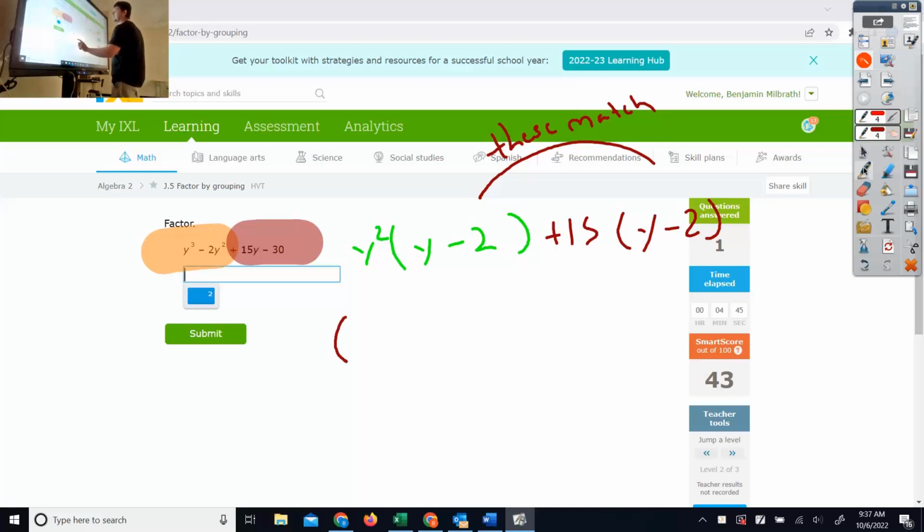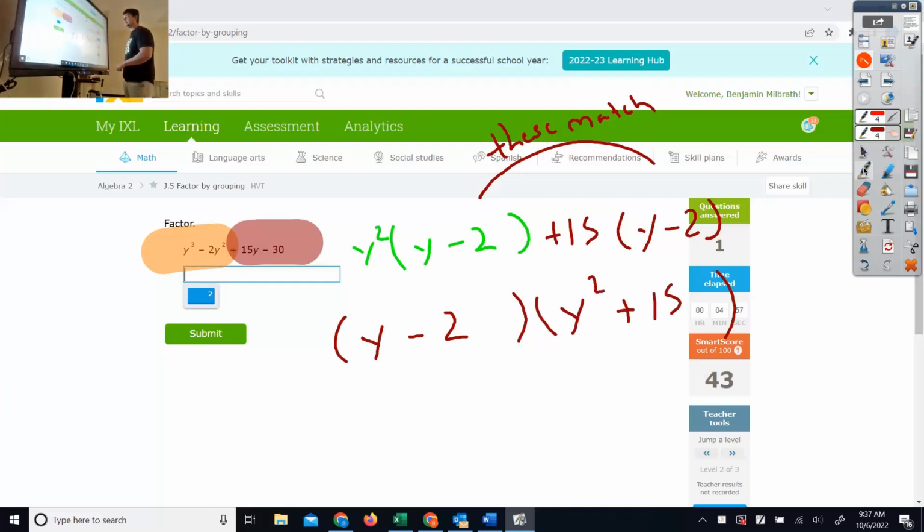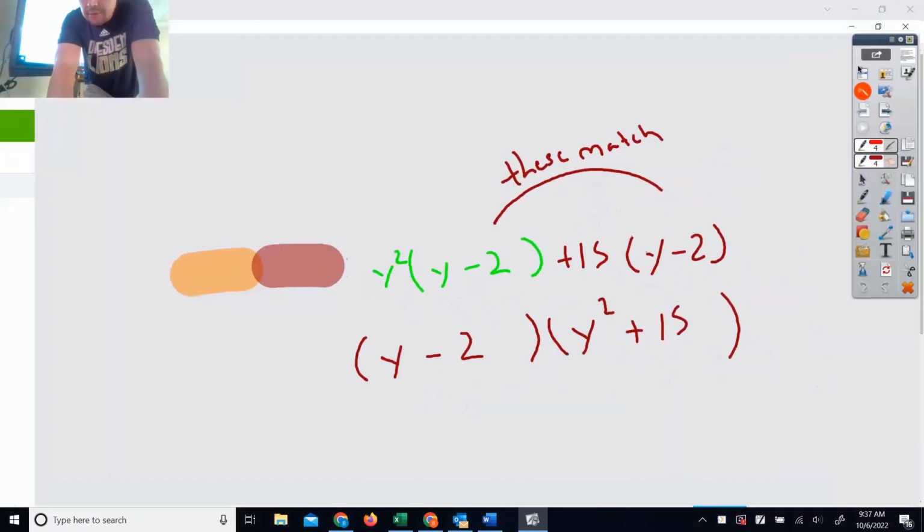Your common factor now, both of the pieces you created, they have a common factor of y minus 2, and the stuff left over from the first term is y squared, from the second term, plus 15. y minus 2, y squared plus 15.